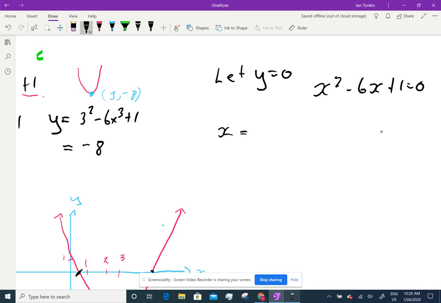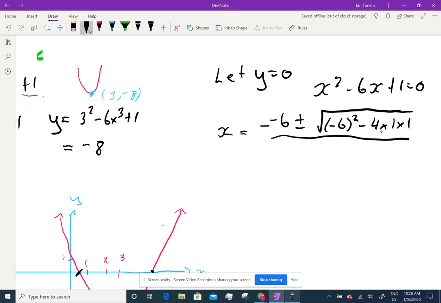X equals negative b, negative 6, plus or minus the square root of b squared, negative 6 squared, minus 4 times AC, 1 times 1, all over 2a, 2 times 1. So I'm going to get 6 plus or minus the square root. Now I do that on my calculator, but I'm going fast here. That's going to be 36 minus 4. So I'll log this out because I don't need it all. It's going to be 32. 36, root 32 over 2.